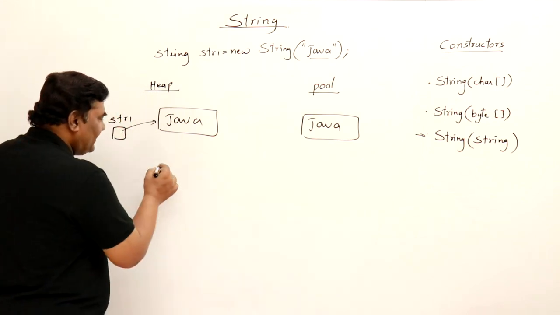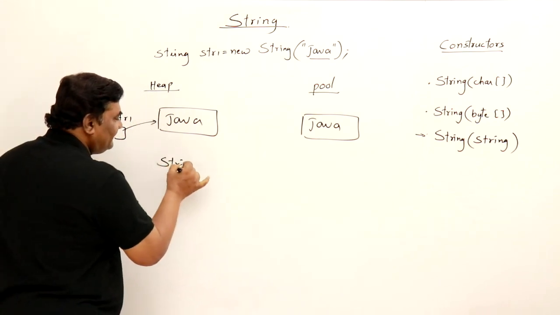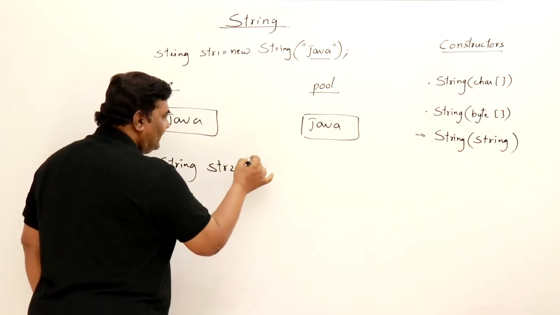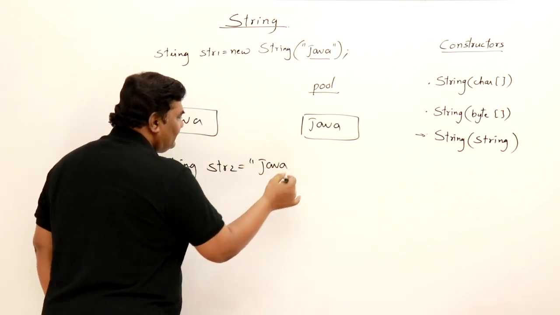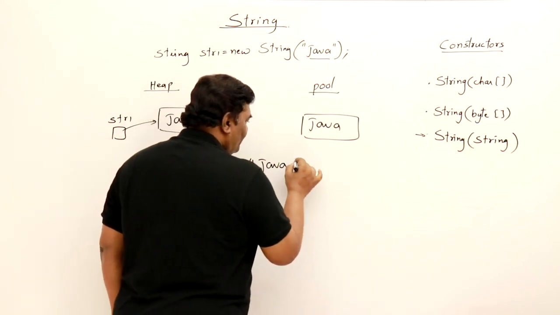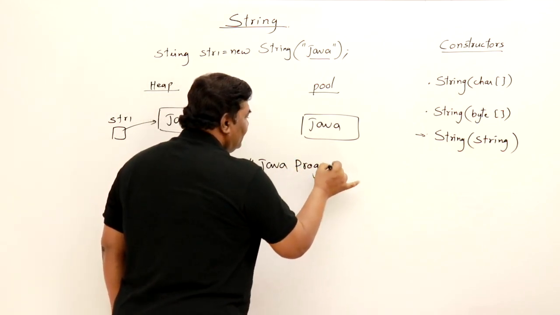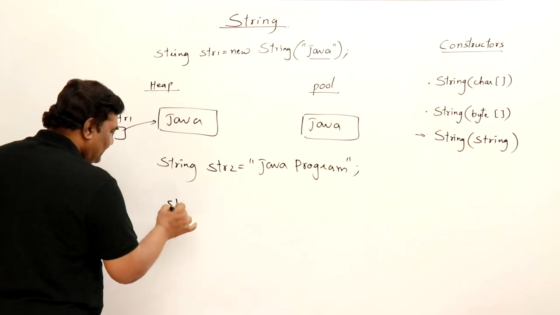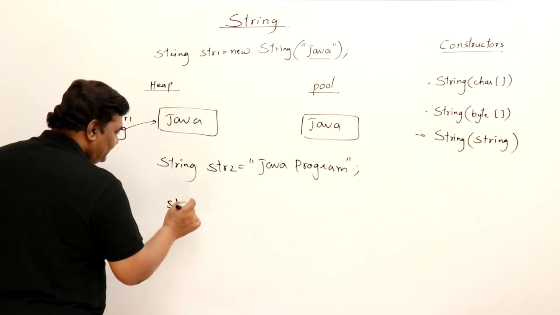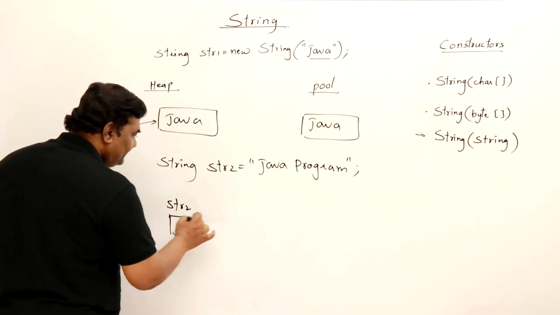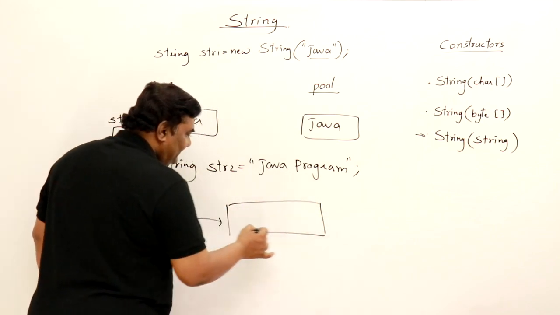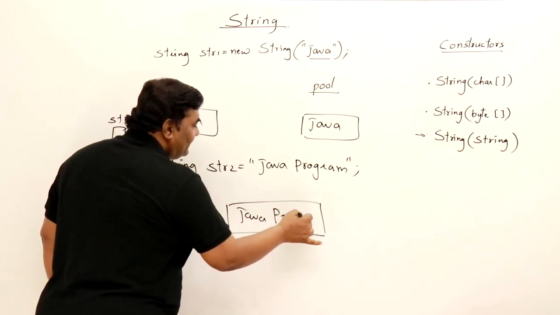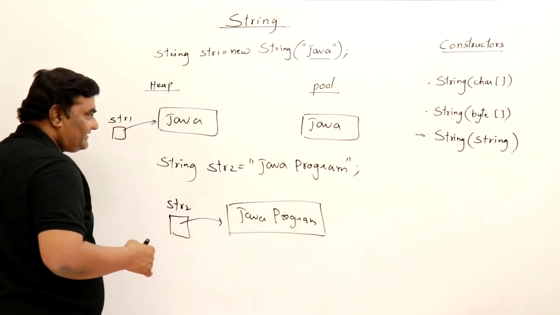Now let us come back to the previous example, the very first example I have given you. I'll give the name as str2 and here I will write a literal, that is Java program. Okay. So this is the example we have already seen. So how is this created? str2 is a reference and this reference will be pointing to an object containing this, that is Java program.